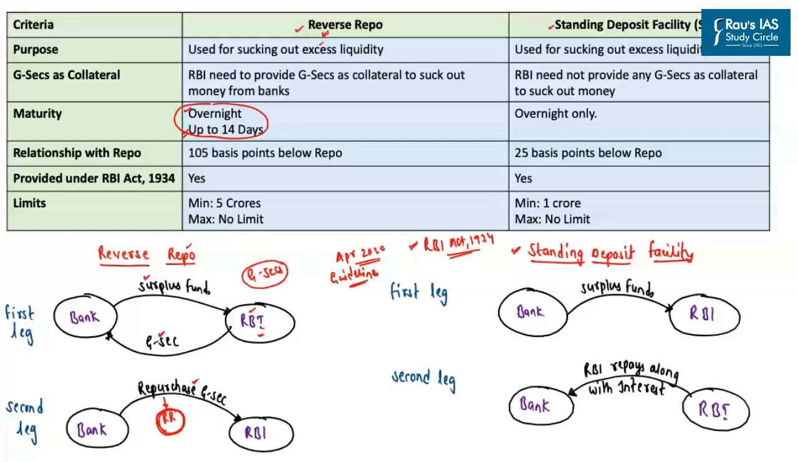As you can see, in case of standing deposit facility, government securities are not used as a collateral by the RBI. Banks will simply keep the surplus funds with the RBI, and once the standing deposit facility matures, which right now is for a period of 1 day, at the end of the day the RBI will repay the entire surplus funds which the bank has kept along with the interest. This interest which the RBI is paying, this itself we call the standing deposit facility rate.